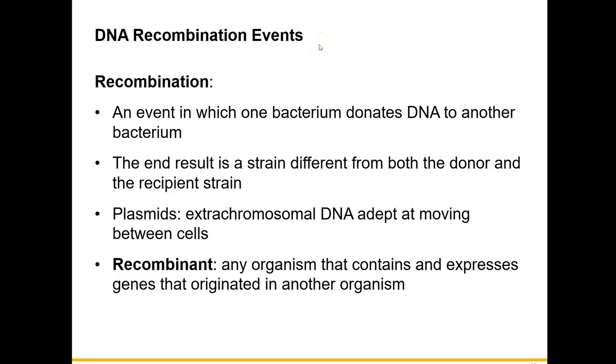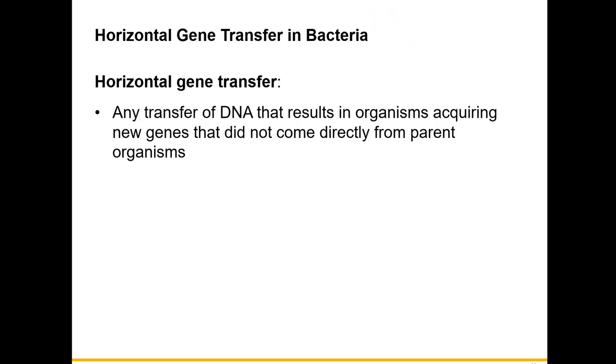Then we're going to get into recombination events and horizontal gene transfer. Recombination is an event in which one bacterium donates DNA to another. The end result is a strain different from both the donor and the recipient. Plasmids are normally what are being moved between them, and though they are extrachromosomal DNA, they are adept at moving between cells. So a recombinant is any organism that contains and expresses genes that originated in another organism.